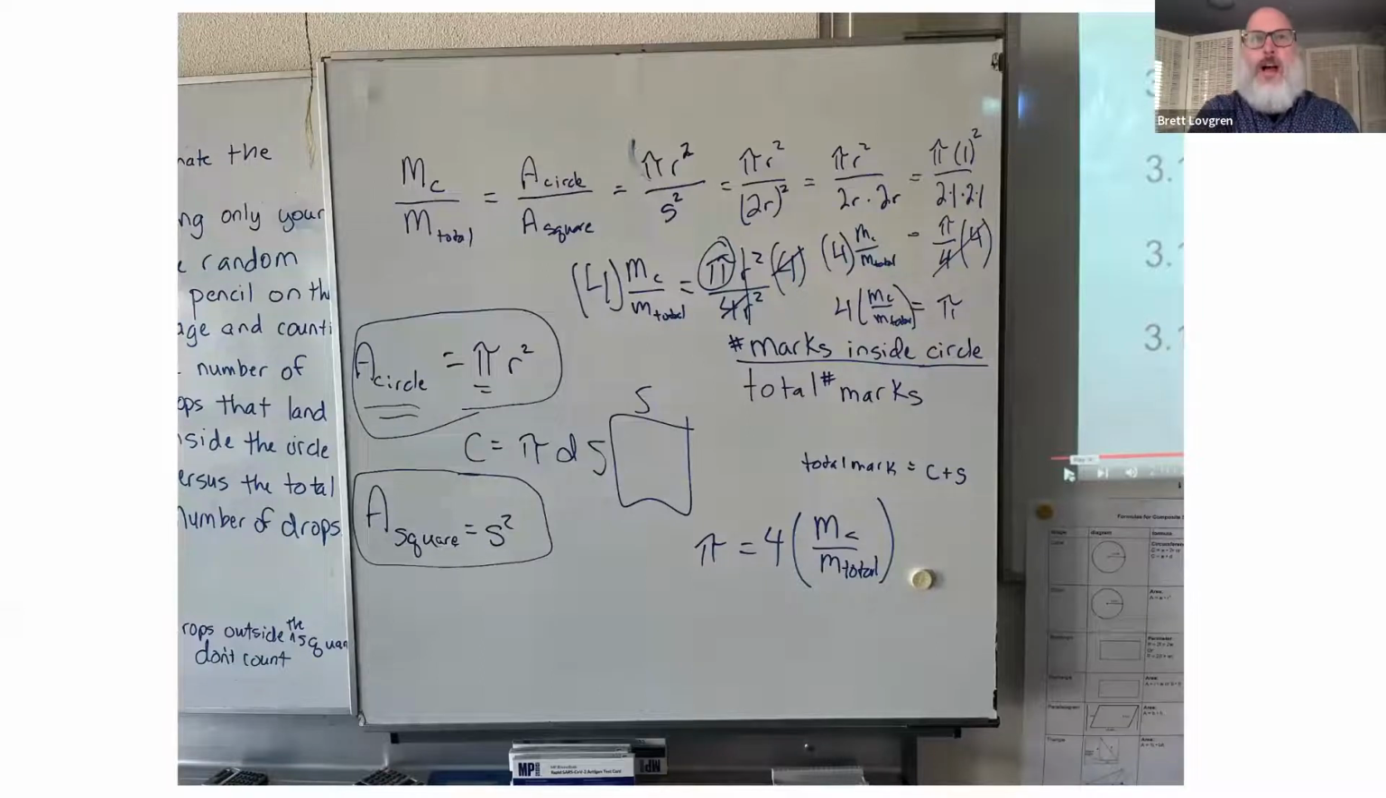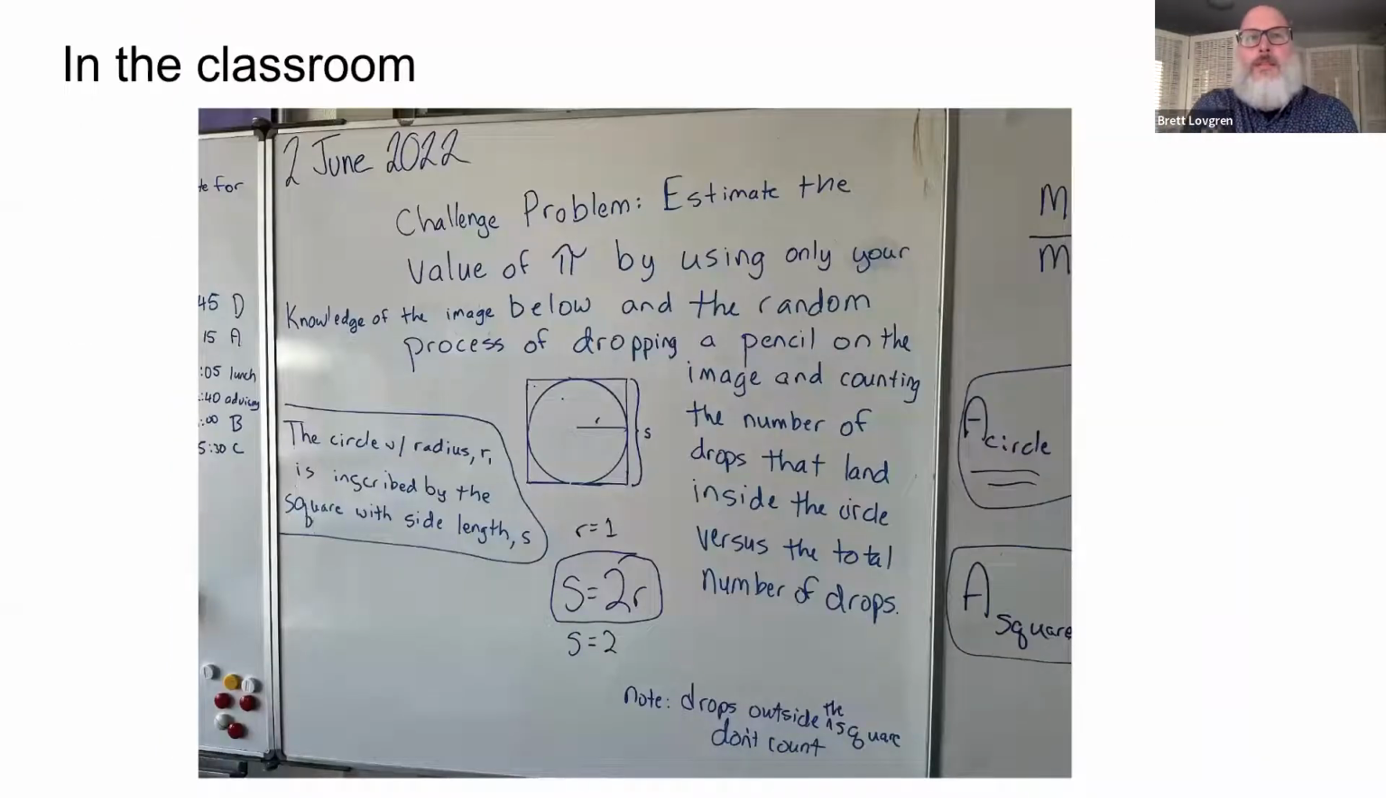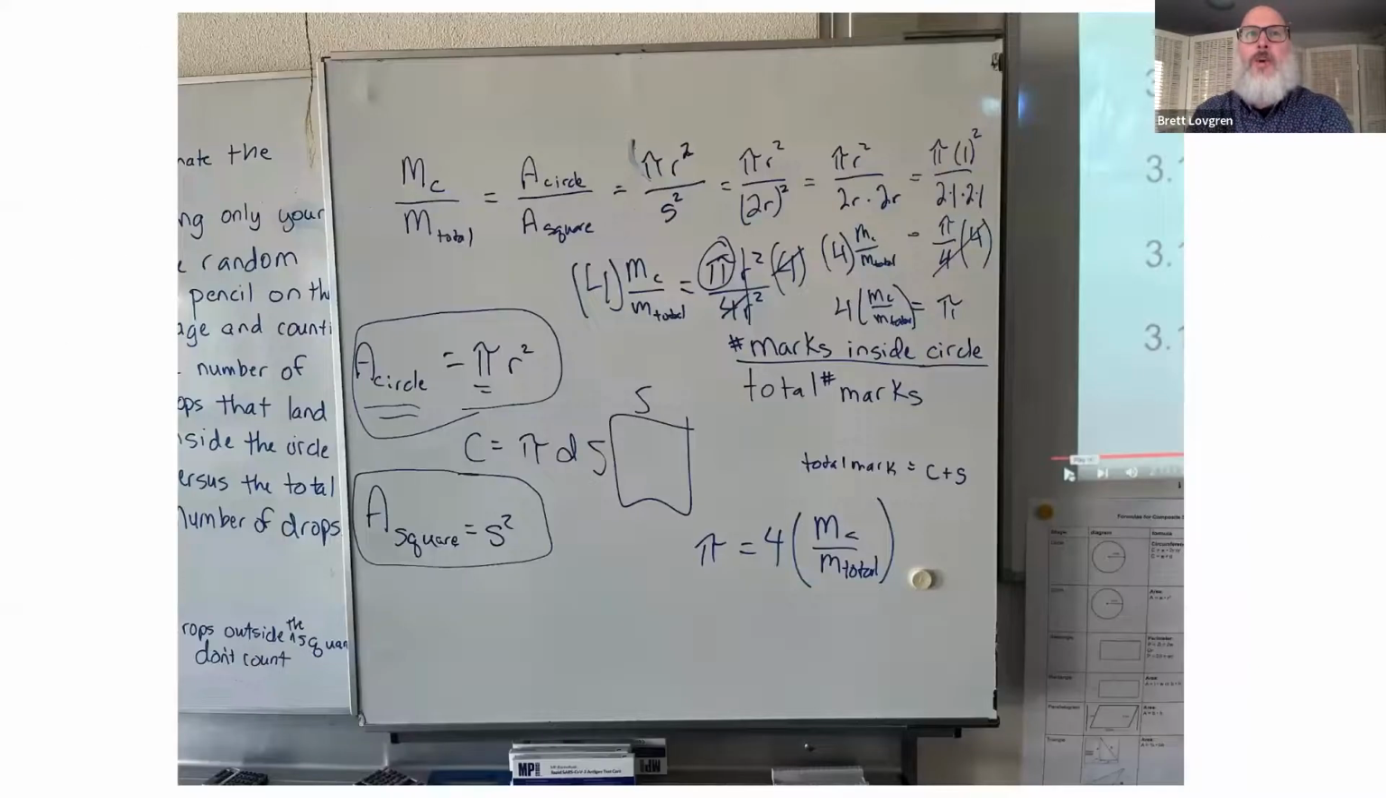And then we're using prior knowledge about, well, what's the area of a circle? Pi r squared. What's the area of a square? The side length squared, right? And it turns out that in this example, twice the radius is the side length of the square. So you very quickly get to this place where you can cancel out some values and end up with 4 times the ratio of the marks is equal to our estimate for pi. And that's a lovely and simple equation to understand.